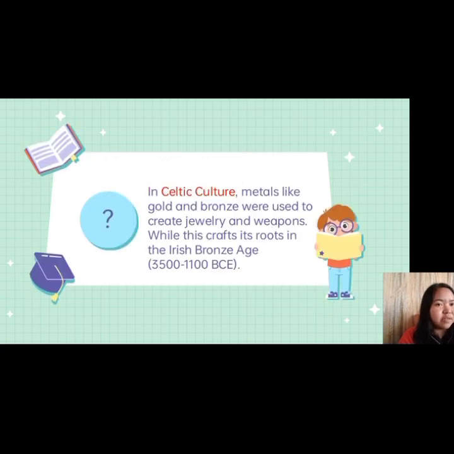In Celtic culture, metals like gold and bronze were used to create jewelry and weapons, while this craft has its roots in the Irish Bronze Age, 3,500 to 1,100 BCE.